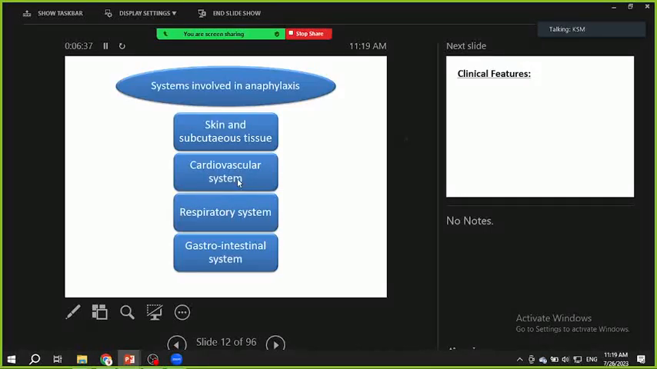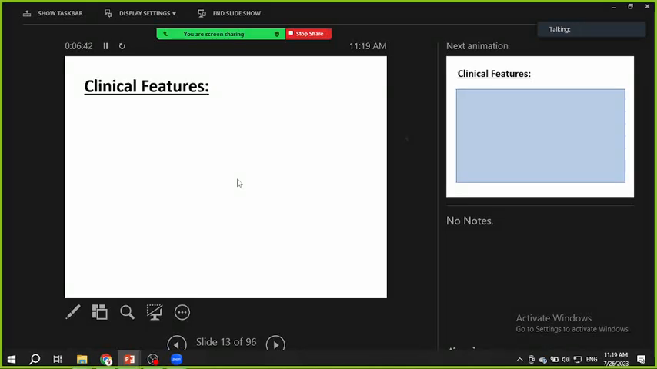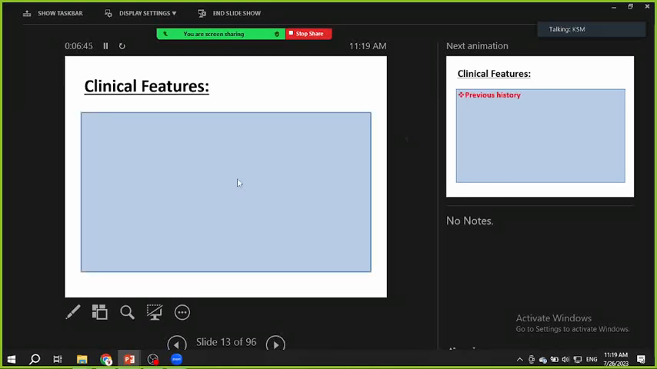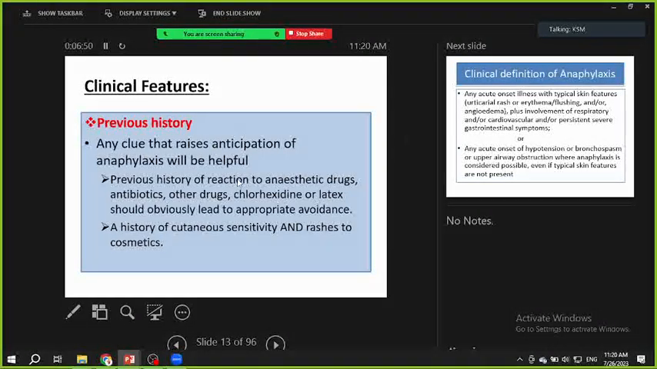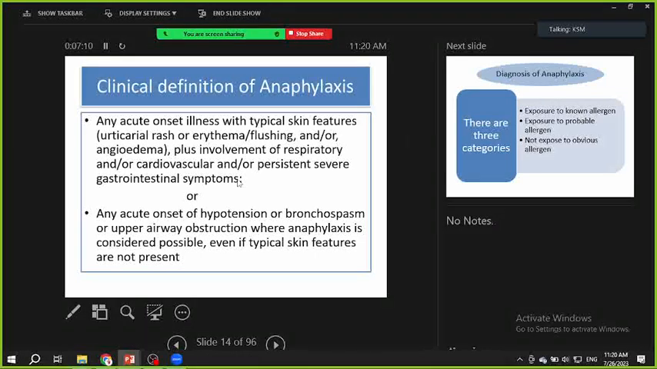So what are the systems involved in anaphylaxis? Skin and subcutaneous tissue, cardiovascular system, respiratory system, and gastrointestinal system. Right. When we look at the clinical features, it's important to note the previous history of a patient. They might give a clue: a previous history of an allergic reaction to anesthetic drugs, antibiotics, or cutaneous sensitivity, rashes, especially to hair dyes. So be very careful when you are giving antibiotics or drugs to those patients.